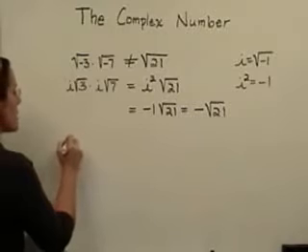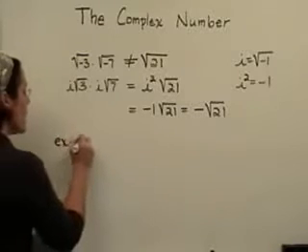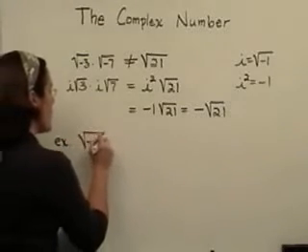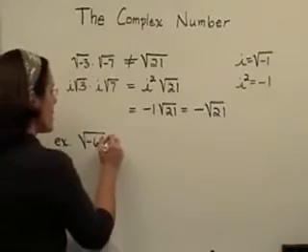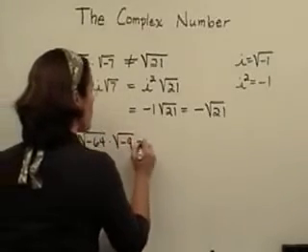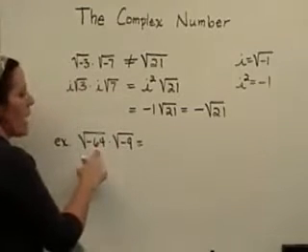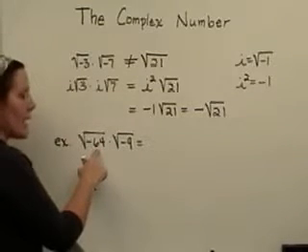Here's another example that almost makes it a little bit more clear. If I took the square root of -64 times the square root of -9, I need you to put that in terms of i first. This right here is 8i.